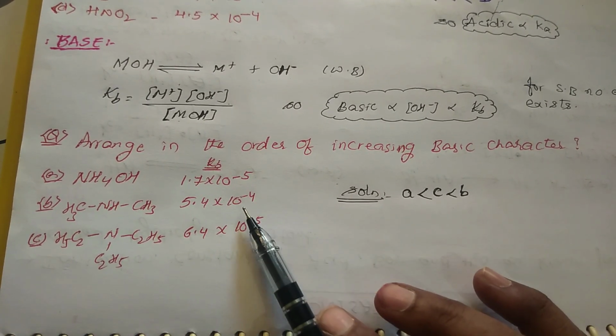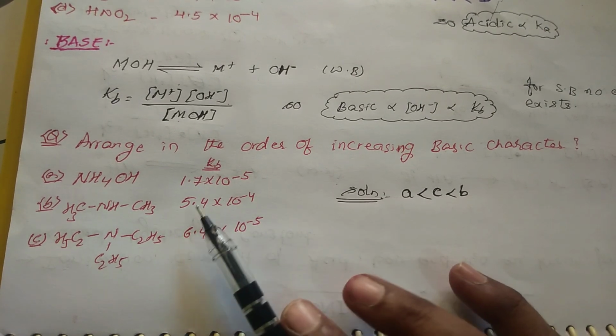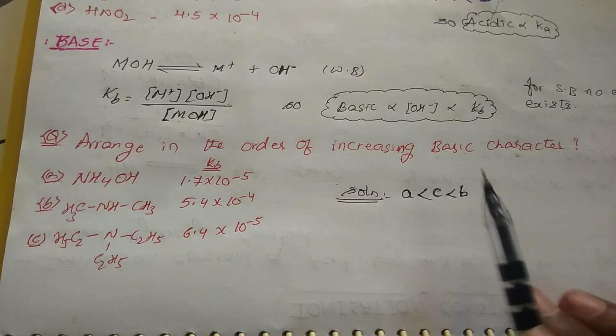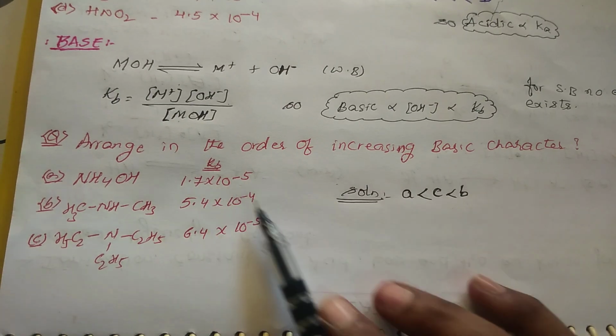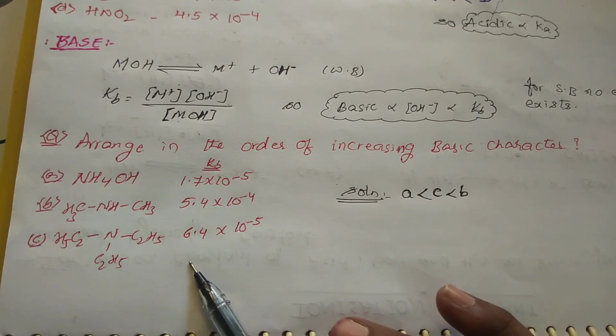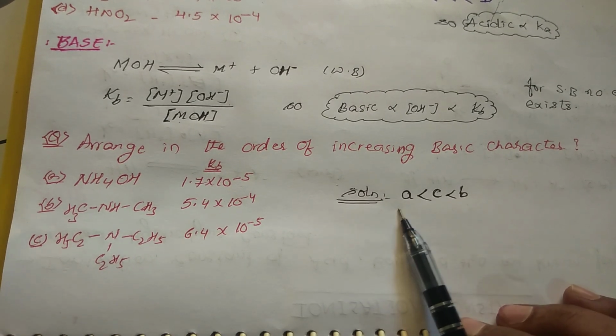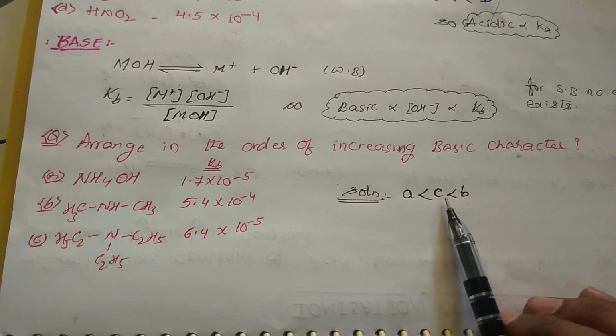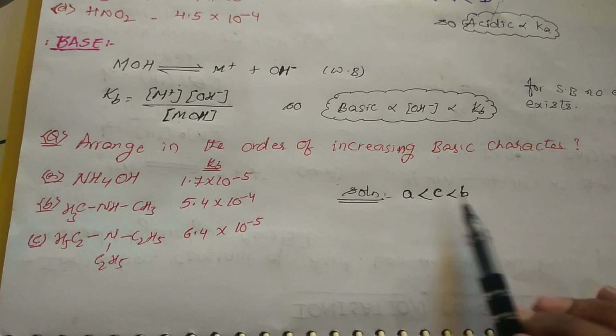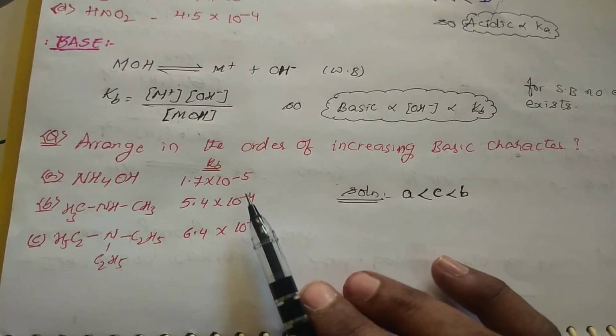Among these, 10 power minus 4 is the highest one, right? So B is the highest basic nature. Between the other two, 10 power minus 5 and 10 power minus 5, if you cancel, this is 1.7, this is 6.4. So which one is highest? C is greater. Next, A. So A is lesser compared to C, and C is lesser compared to B in basic nature, regarding the values given in this question.